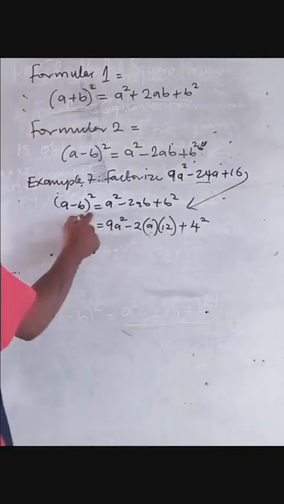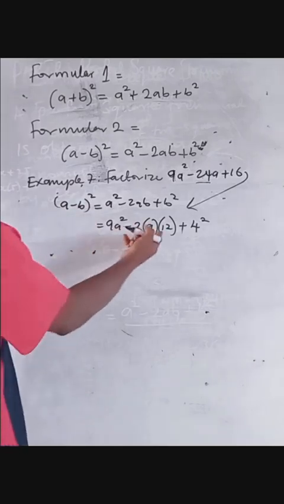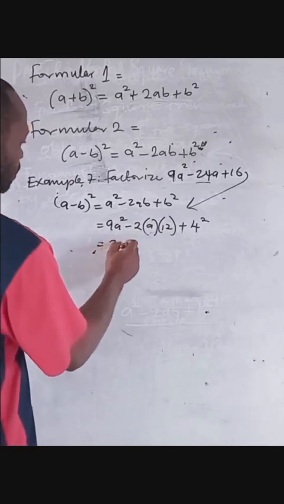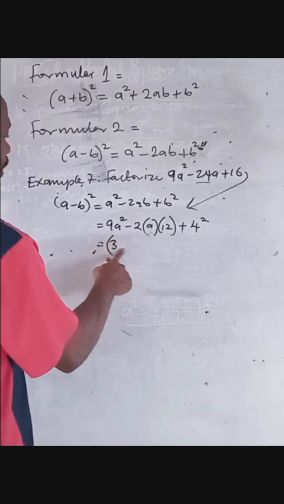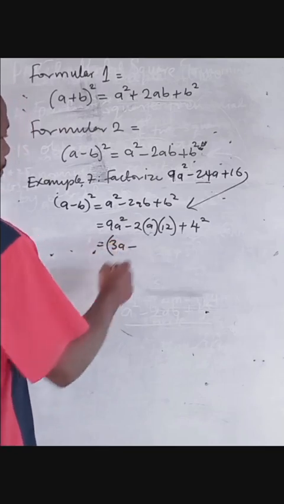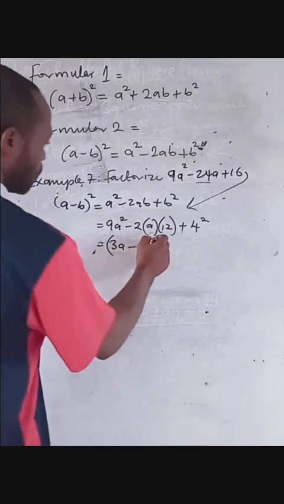So if a minus b raised to the power 2 is the solution, therefore the solution is going to be 3x, or rather 3a minus 4 squared.